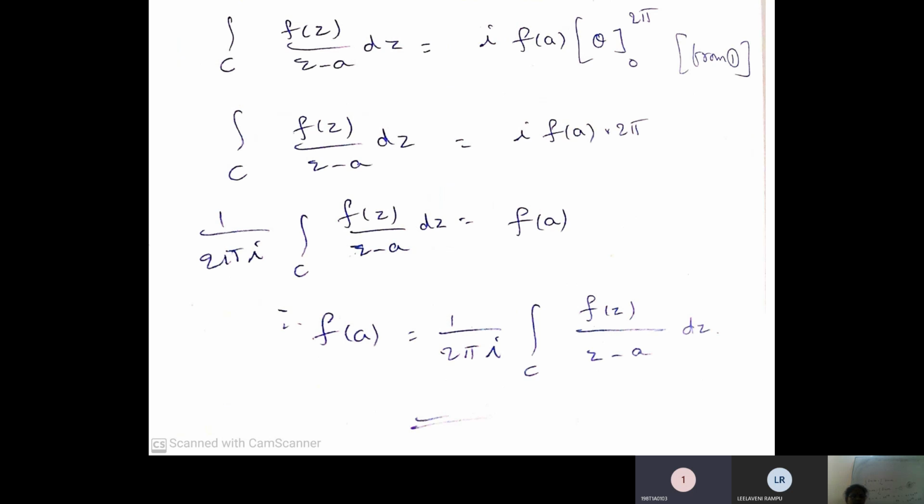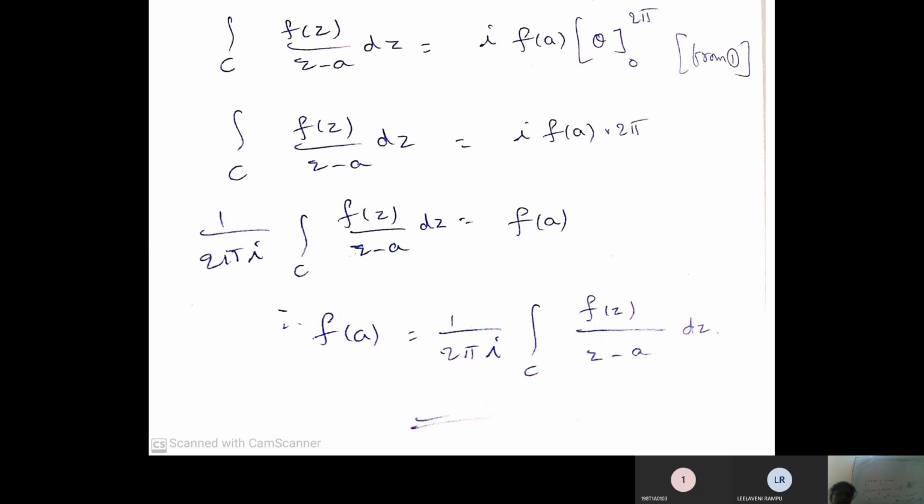So integral over C f of z by z minus a dz is equal to i into f of a, a constant. f of a comes out, and the integral d theta, theta from 0 to 2 pi, gives i into f of a into 2 pi. So i into 2 pi moves to the left side. So 1 by 2 pi i integral over C f of z by z minus a dz is equal to f of a. So f of a equal to 1 by 2 pi i integral over C f of z by z minus a dz. So this is the Cauchy's integral formula. Very, very important formula.